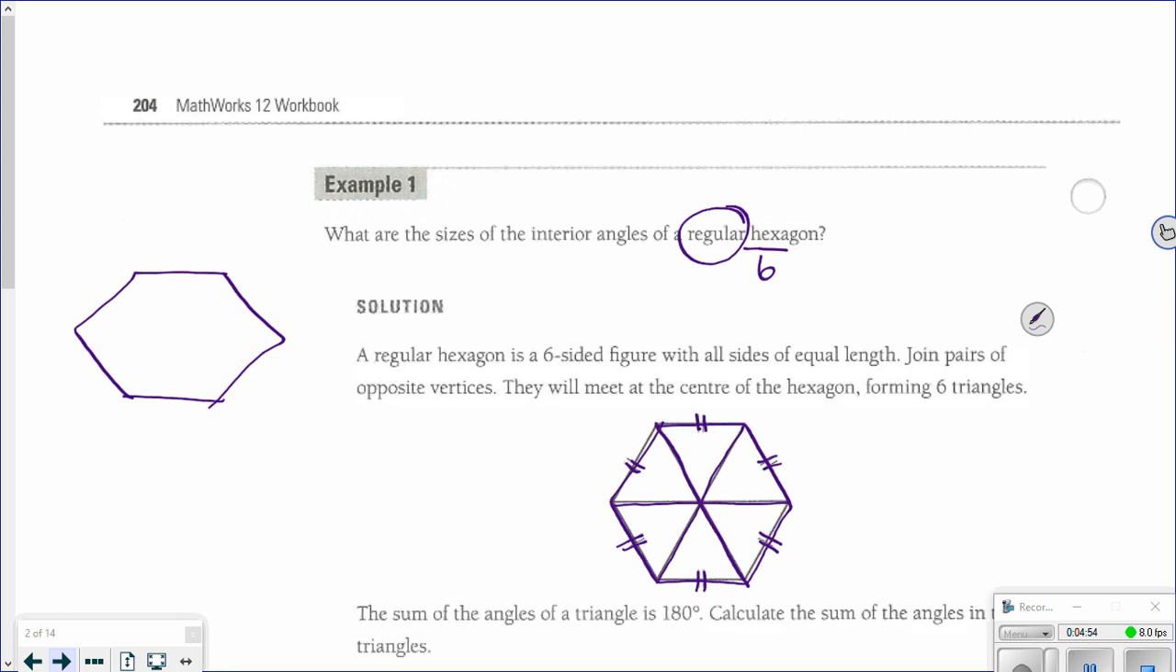The rest of this explanation, the rest of this example, isn't the way you're actually going to do this. It's showing you where your formula comes from.